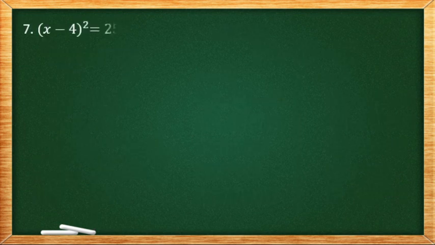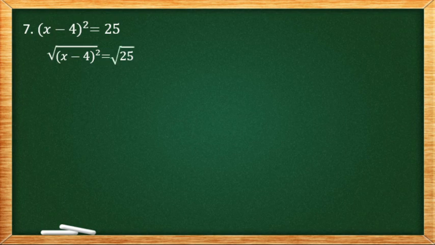Example number 7. Same condition lang to kanina. Ito naman, yung walang numerical coefficient. O wala siyang katabing number sa squaring binomial na nakikita nyo. Okay. So, in short, square root both sides lang natin. So, magiging x minus 4, the square root of 25 is positive or negative 5. So, paghiwalayin lang natin yung positive or negative 5 na yan.